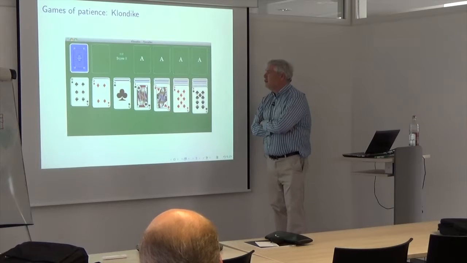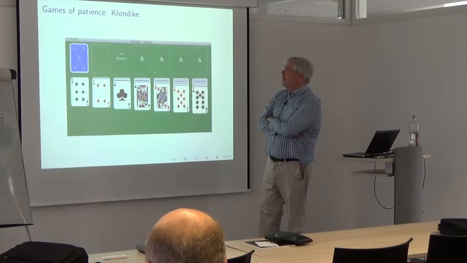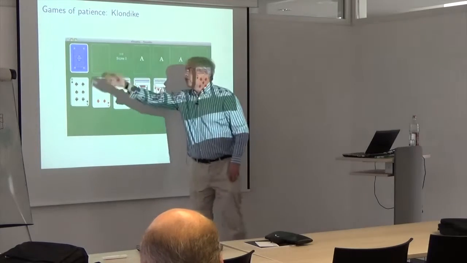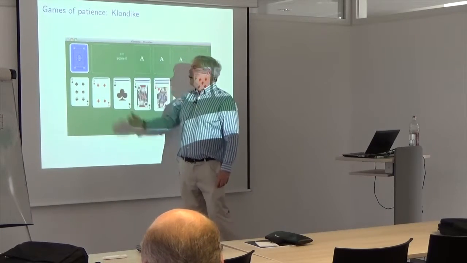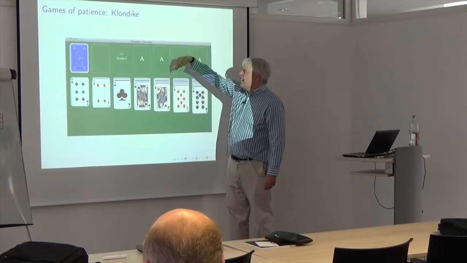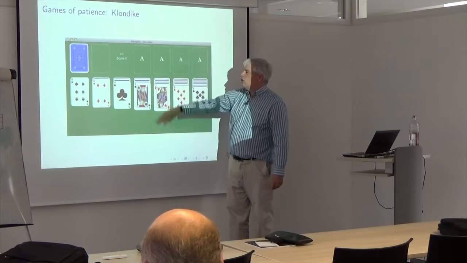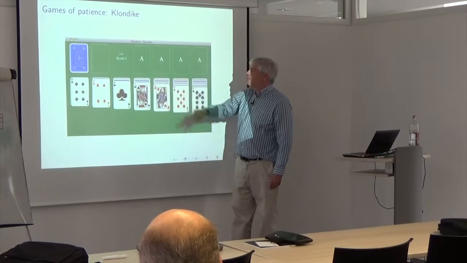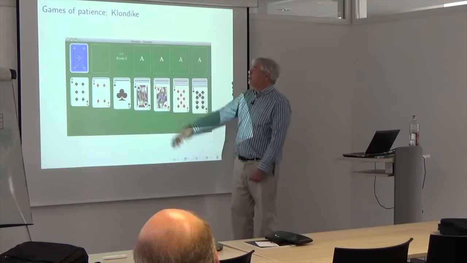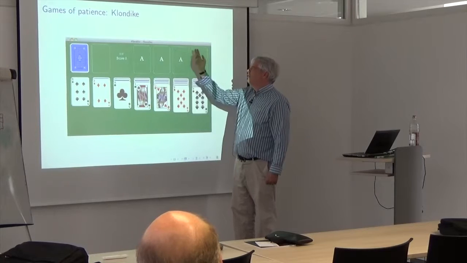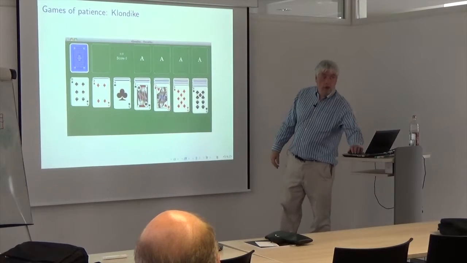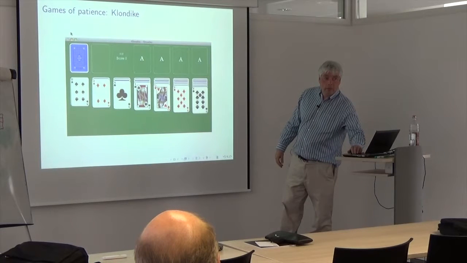Klondike is perhaps the best known game of patience, where you deal out 1 to 7 cards like this and have what's called a stock of cards that you deal over, and you build up columns of cards in alternating reducing value. So you can put this jack on top of this queen here, and then you could potentially put a red 10 on top of that, and so on. And then you build up the 4 suits here. Is anybody here not familiar with that game?